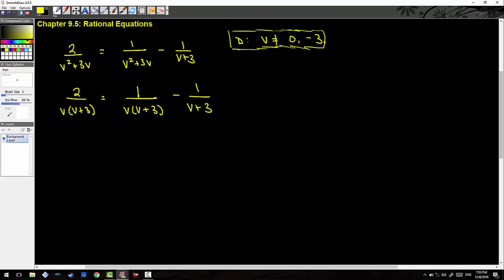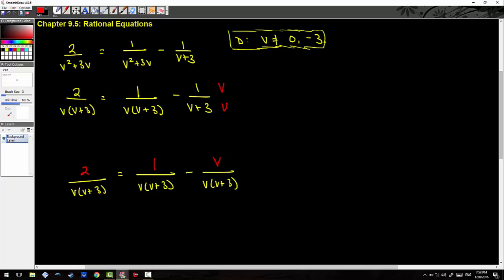Alright, so now, common denominator. Look at the factored version. Looks like the common denominator is v times v plus 3, right? So, I've got v times v plus 3 as each of my denominators. Now, what was missing from each piece? Well, nothing was missing from here, so this thing will remain a 2. Nothing was missing from the middle, leaving this to be a 1. And a v was missing from the right piece.